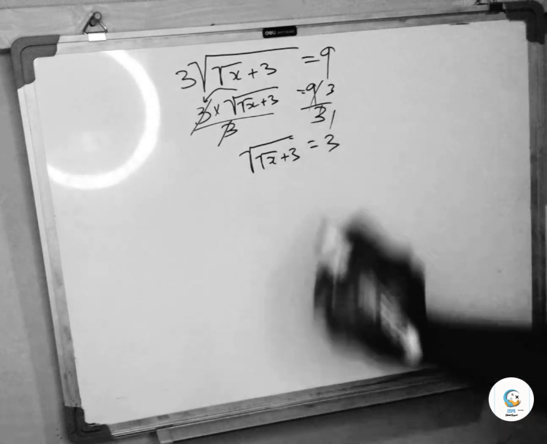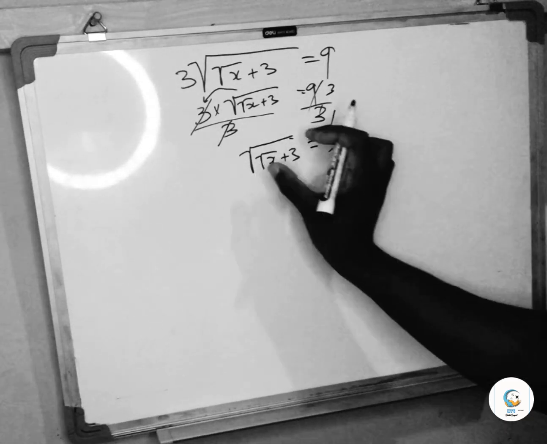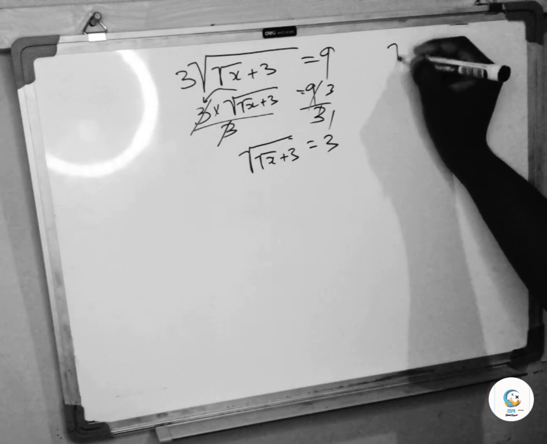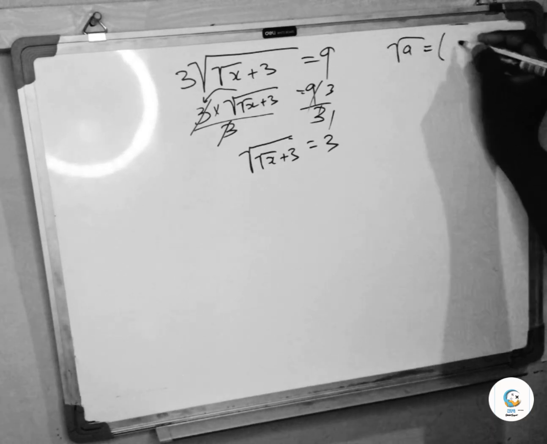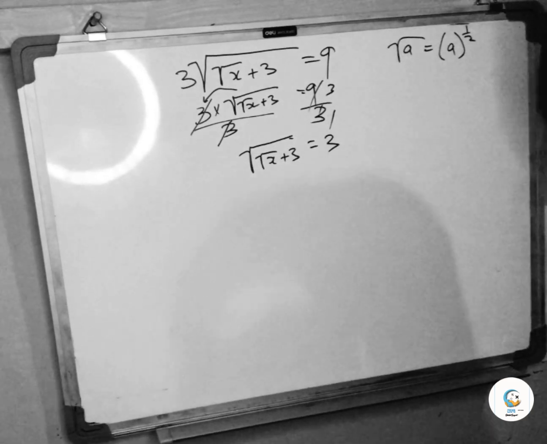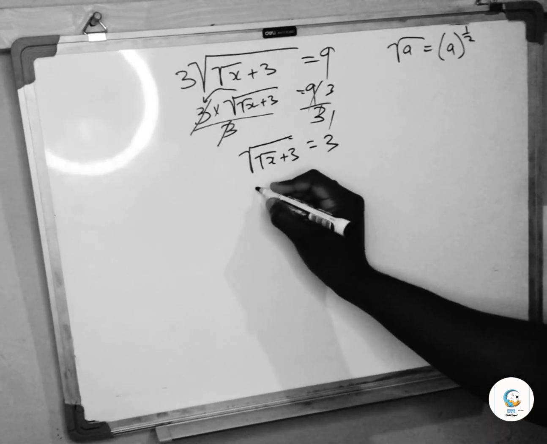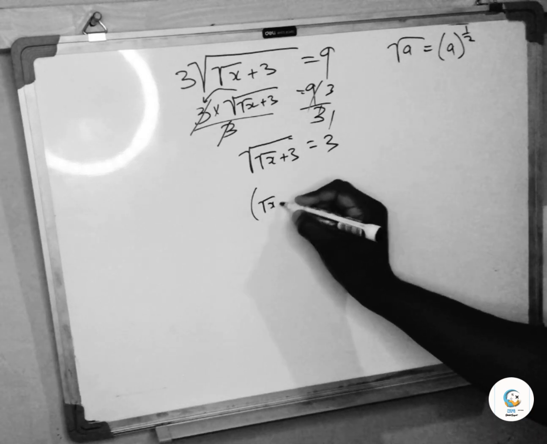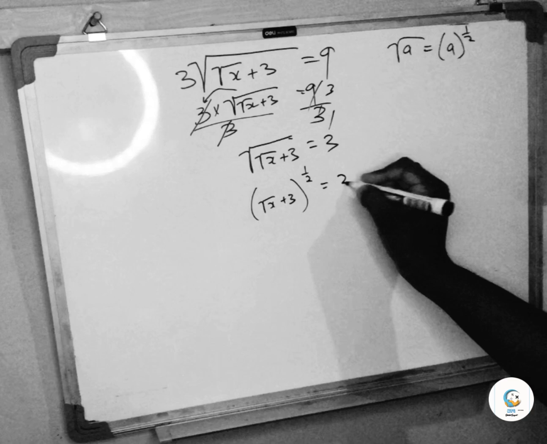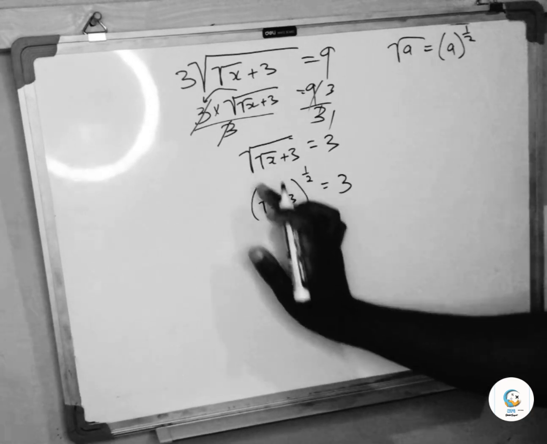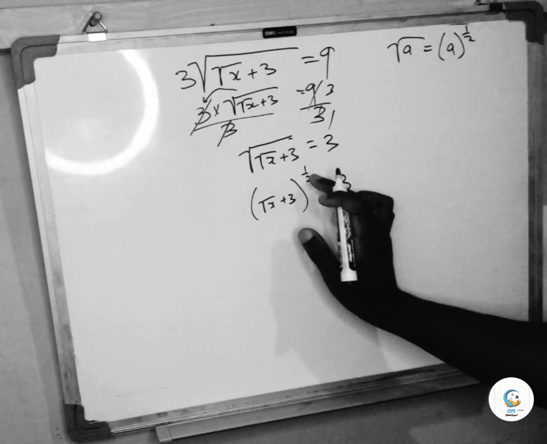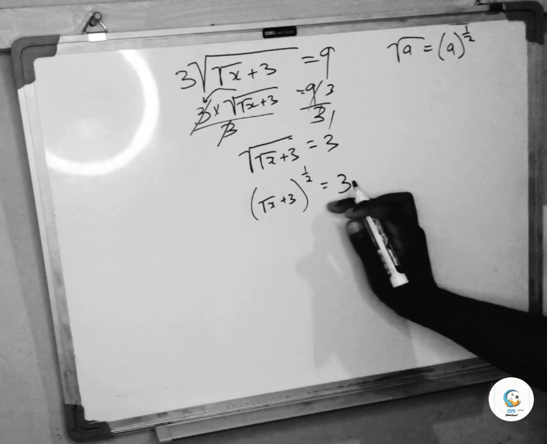So we need to kill this square root. In order for us to kill this square root, what we know about square roots is that the square root of a is similar to a to the exponent 1 over 2. So we need to change this square root to be exponent 1 over 2. So we are going to say x plus 3, in brackets, to the exponent 1 over 2 equals 3. So we have changed this square root to be what? Exponent 1 over 2.